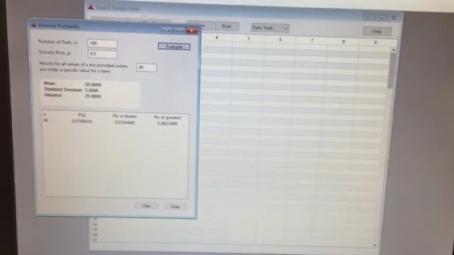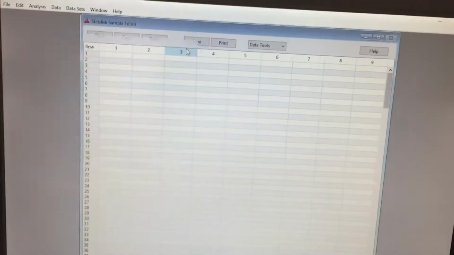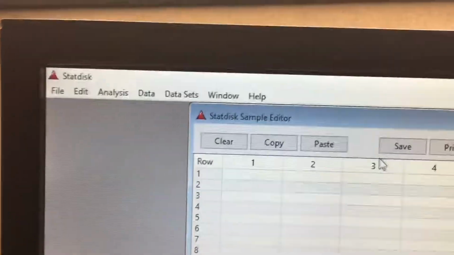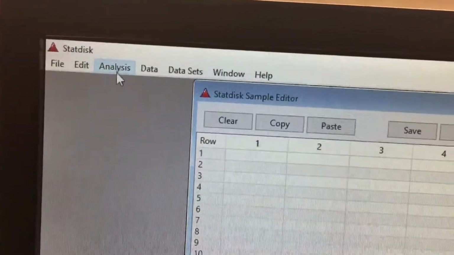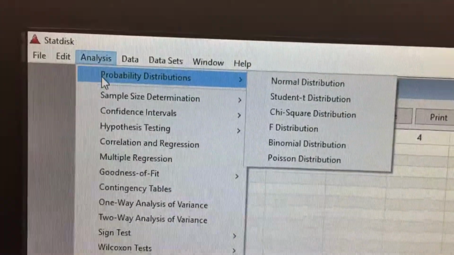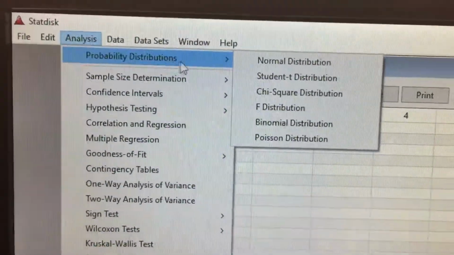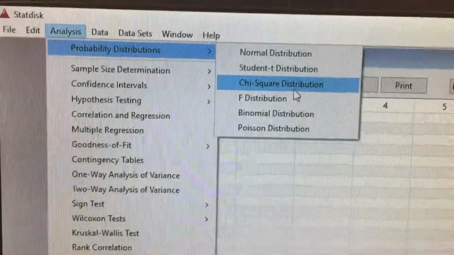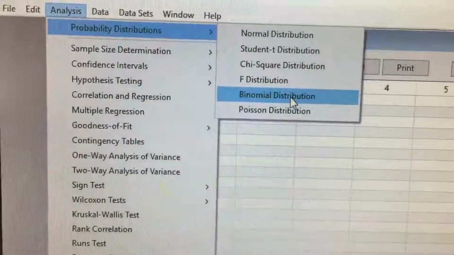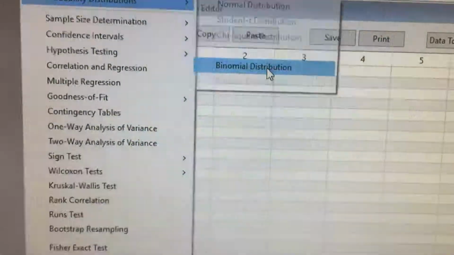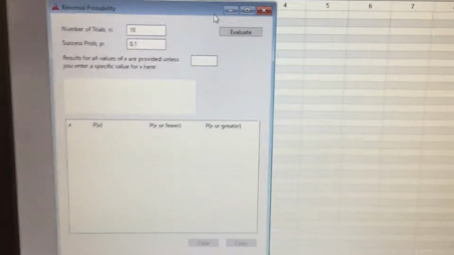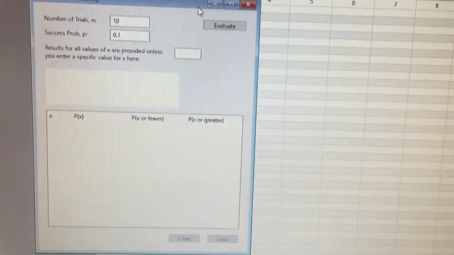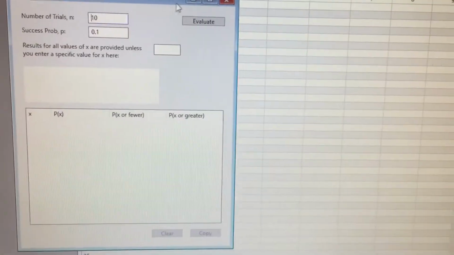So I'm going to go back to my StatDisk. Okay, and I'm going to close out this particular window. And from the beginning, you're going to go to Analysis, which is up here at the top, Probability Distribution, and again, we're going to do Binomial Distribution since we're dealing with a boy or a girl, only two outcomes, and that's going to be the window that you'll see.